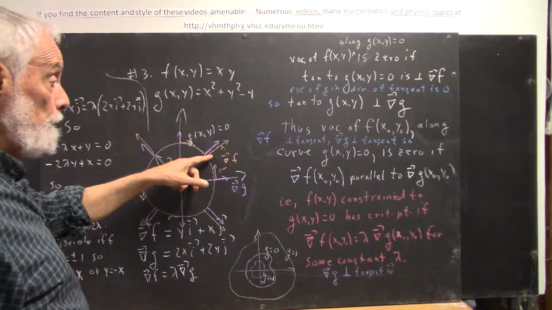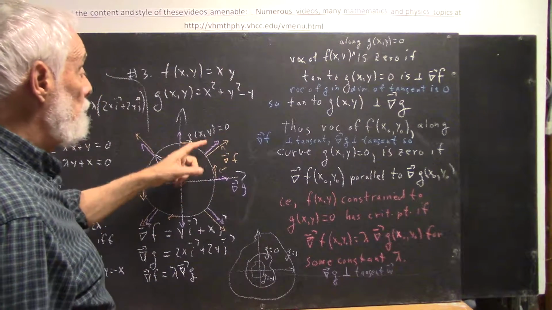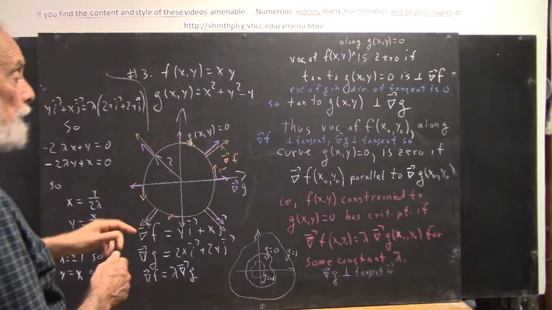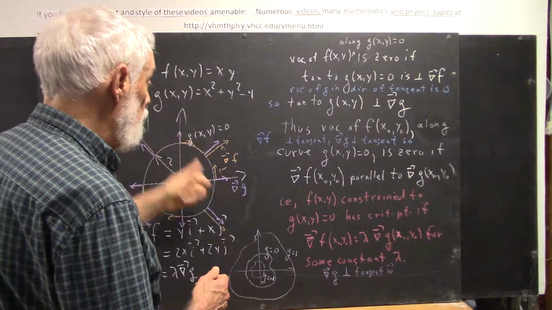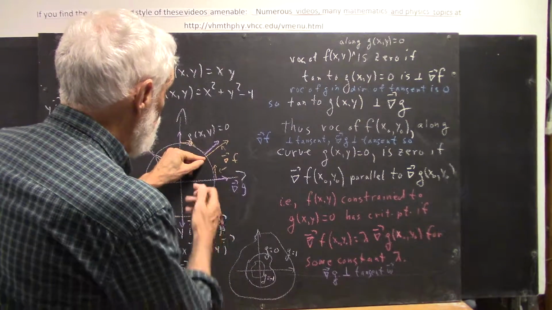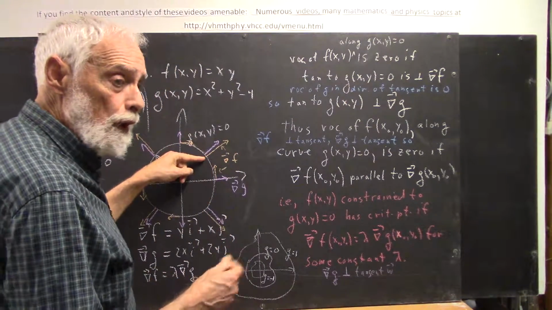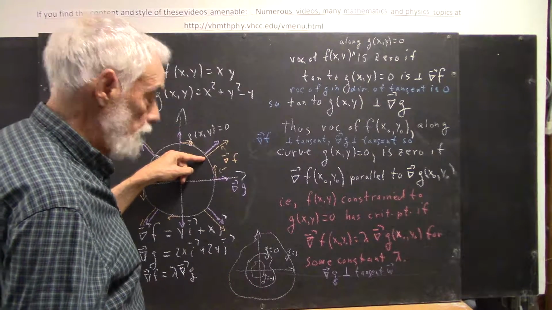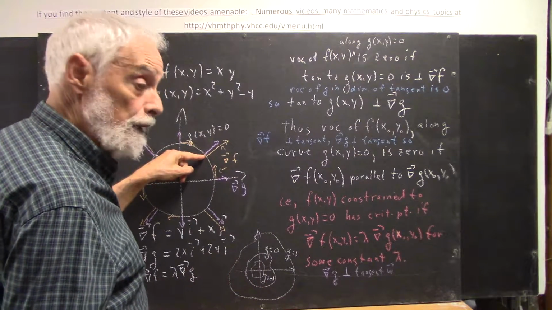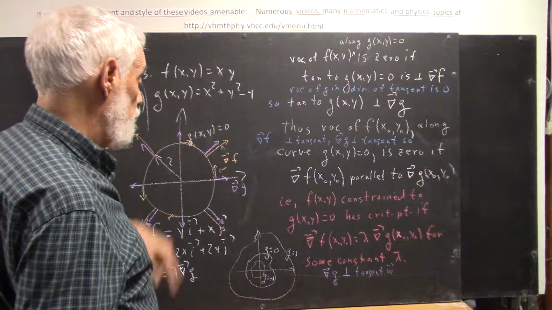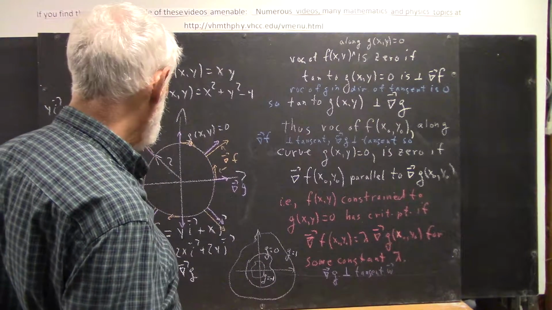Okay, if you're here, del F is parallel to del G. It's perpendicular to the direction of the curve, so if you're moving in the direction of the curve at this point, you have no rate of change of f. So this point is a candidate for relative max or relative min.